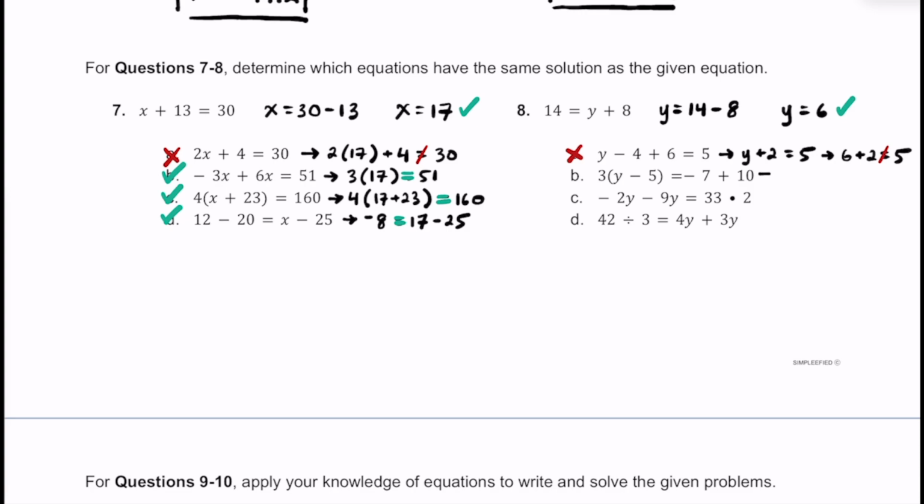So if we clean this up a little bit, it's going to be 3 multiplied by, and we're looking for where y is 6, so it's going to be 6 minus 5. So 6 minus 5 is 1, right? And then 1 times 3 is 3.